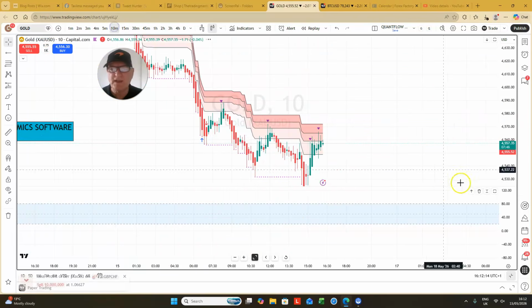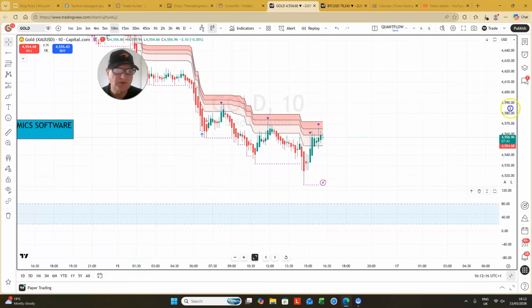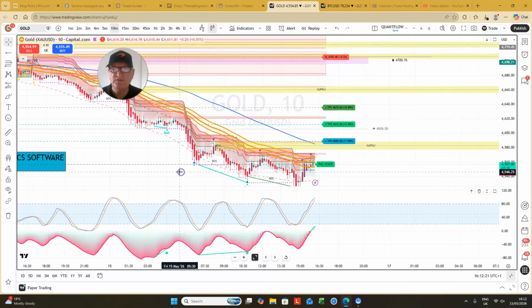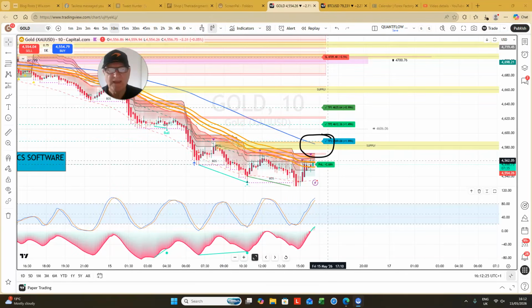You can trade off the 10-minute chart if you want and just wait for the change of character and then just wait for the price. So even if you miss the early entry for the change of character, so what I'm talking about here is when the price suddenly breaks into this area, it suddenly moves above this blue line here. That's your complete change of character on the QuantFlow Dynamics software.